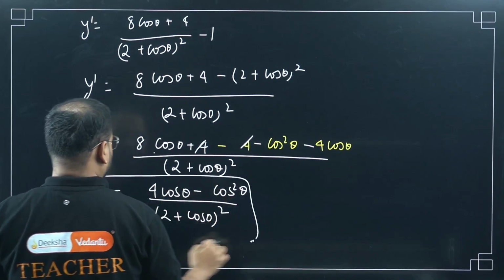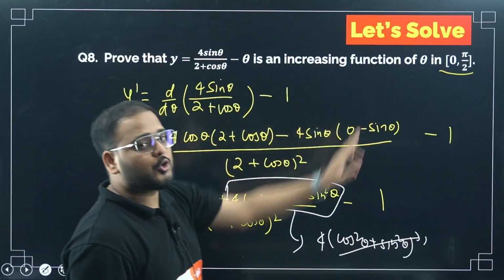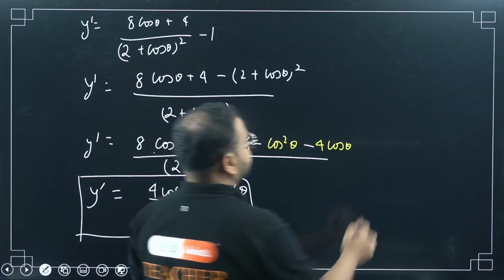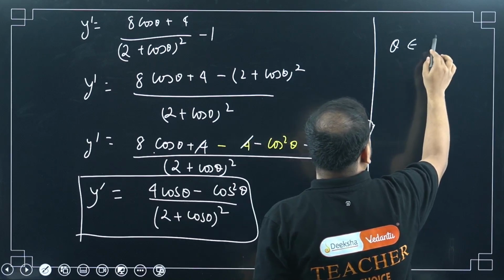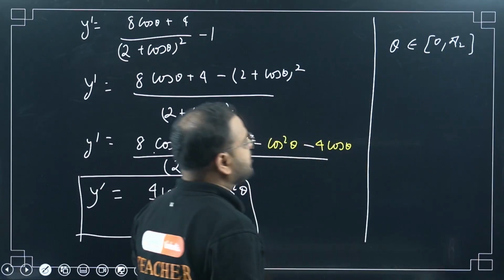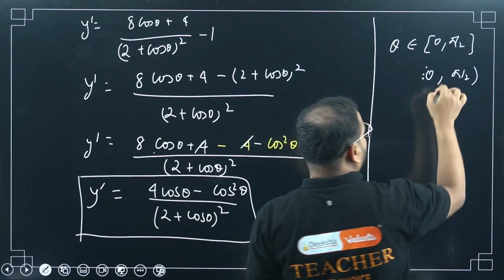I have to check what? I have to check whether it is increasing in this domain 0 to pi by 2 or not. Now please check. Please have a look. Let me write the domain here. Theta belongs to what? 0 to pi by 2. 0 to pi by 2. So if I take just 0 to pi by 2, let's say open it. If I take 0 to pi by 2, first open.